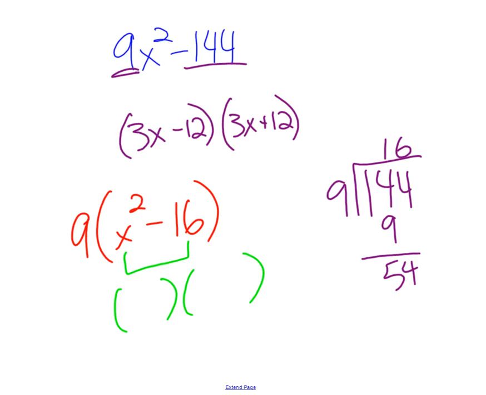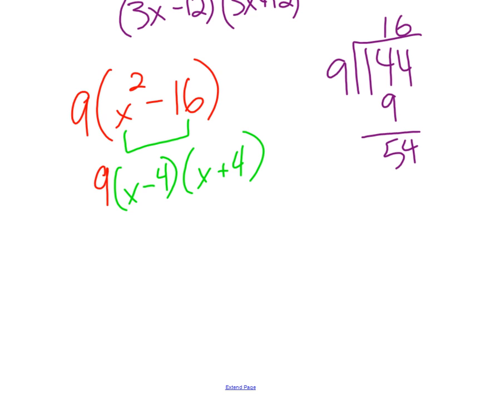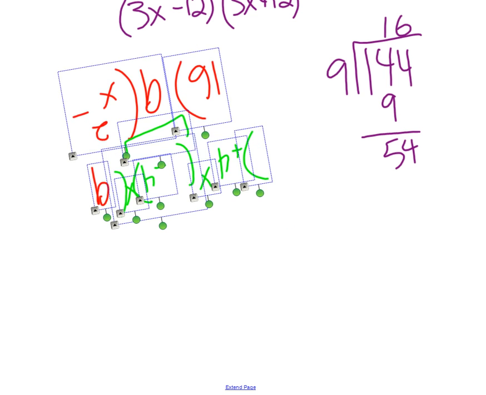So what times what will give you x squared? X and x, okay. How do we get negative 16? Negative 4, positive 4. Remember, if it's a perfect square, it's got to be the same exact thing. So this also would work. This is probably a better answer. Don't erase, because what we could have done here is not flipped it upside down.